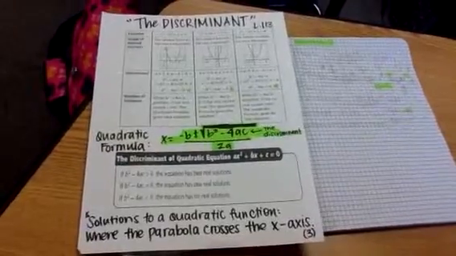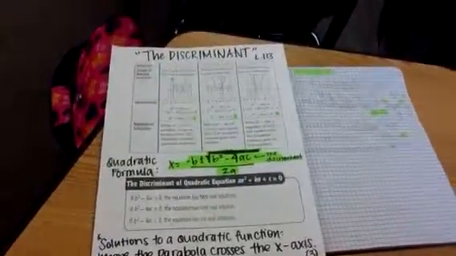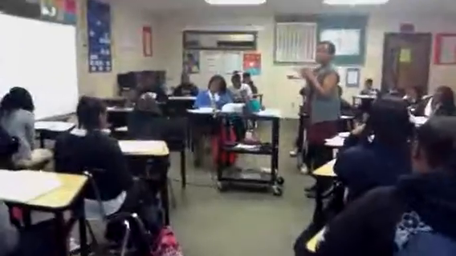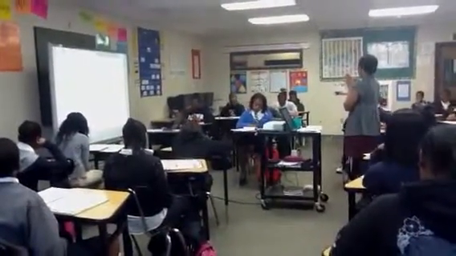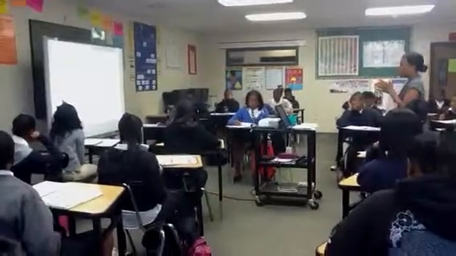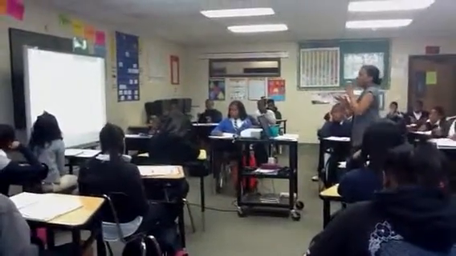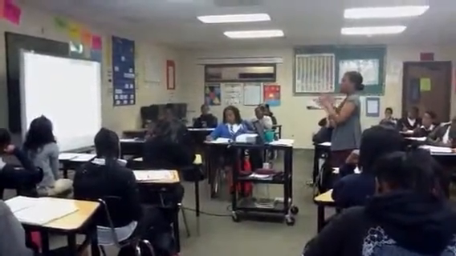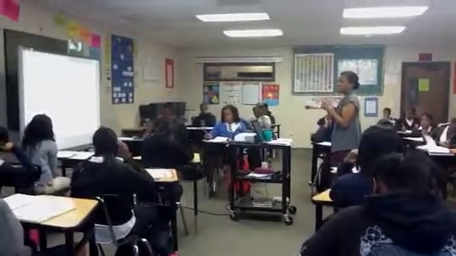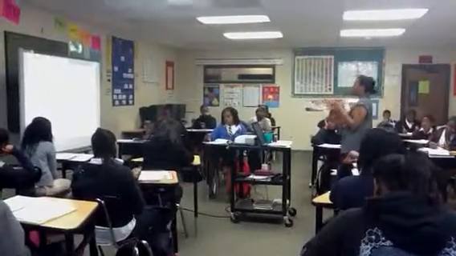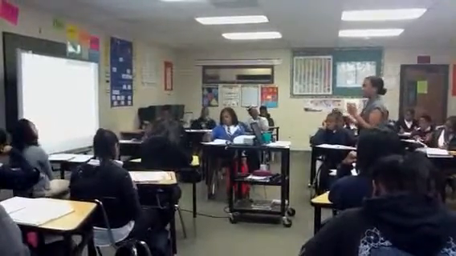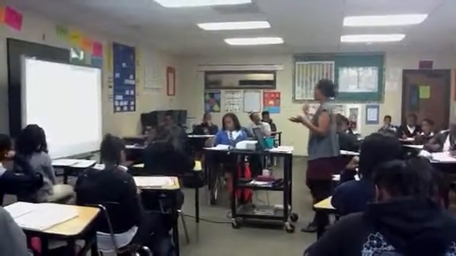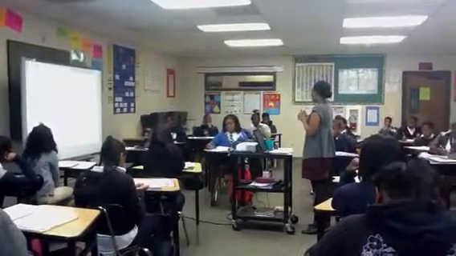So when the discriminant has a positive answer, how many solutions does that parabola have? Everybody? Two. Okay, when the discriminant is 0, how many solutions will the parabola have? One. And when the discriminant is negative, how many solutions does it have? All right, somebody raise your hand and tell me, what does it mean to be a solution to a quadratic function? What are these solutions?